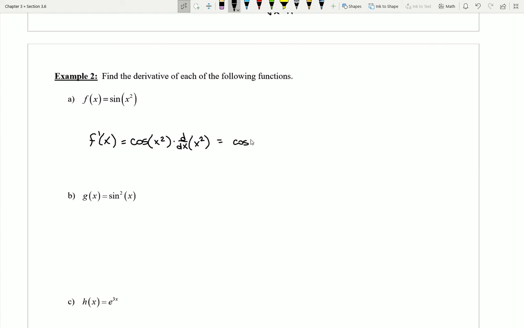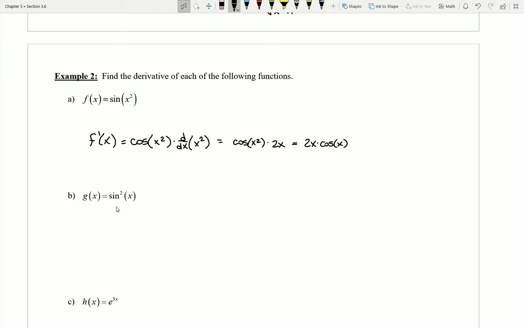So I'm going to have here a cosine of an x squared, then times the derivative of an x squared, which would be times a 2x. Or as I would typically write it, 2x times a cosine of x squared. Of course, the order there doesn't matter. I'd be perfectly happy with either.